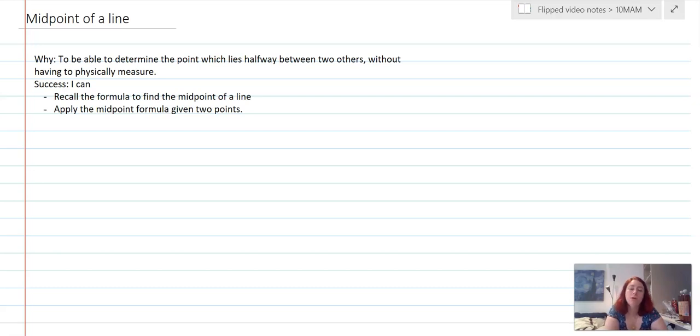All right, in this video, we are looking at how to find the midpoint of a line or of 2 points on a line. We want to do this because we want to be able to determine the point that lies halfway between two other points without actually having to get out a ruler and physically measure what that distance is. So our success criteria here is that we want to be able to recall the formula to find the midpoint of a line and apply that formula when we're given 2 points.